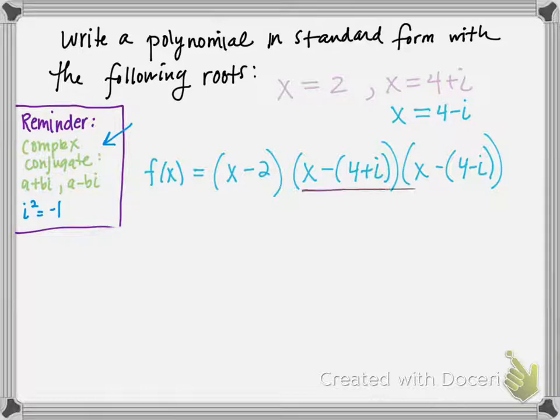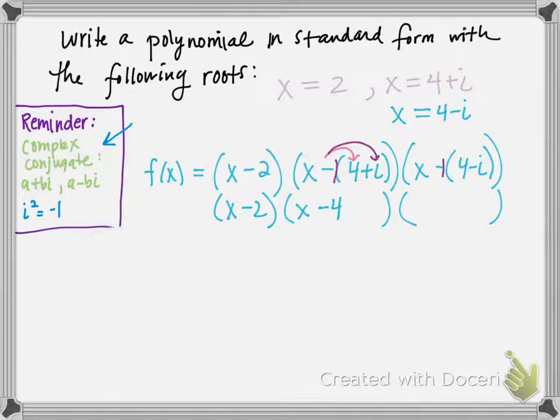Now I'm going to focus on these two factors, and I'm going to distribute this -1 that's in front of the parentheses. So the first factor is still x minus 2. So the second factor, I would have x, and if I distribute this -1 to the first term, -1 times 4 is -4, and then -1 times i is -i. Now looking at the second parenthesis, I have x, and if I distribute the -1 to both terms, -1 times 4 is -4, and -1 times -i is positive i.